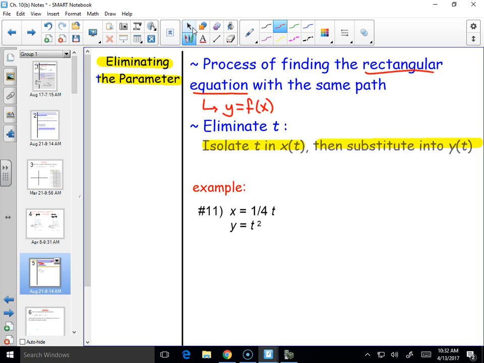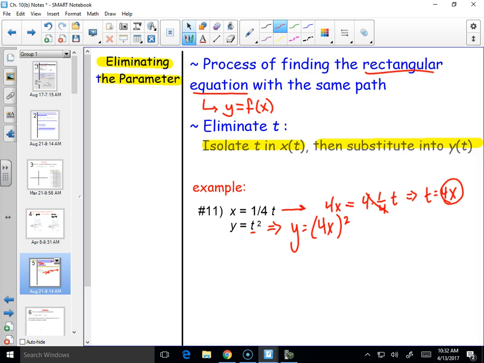Just multiply by 4 on the x and then plug it in. Take the x equation, multiply both sides by 4. You're trying to isolate t to t alone. So then we can say that implies t is equal to 4x. Where are we going to plug that in? Into the y equation, right? So we can go ahead and take the y equation and say, okay, y is equal to 4x quantity squared.